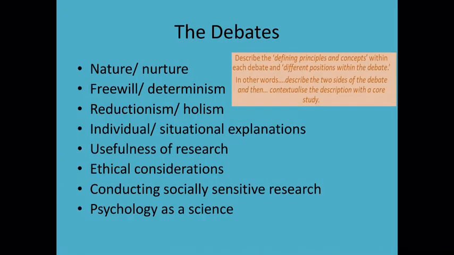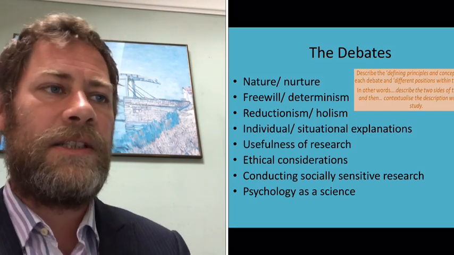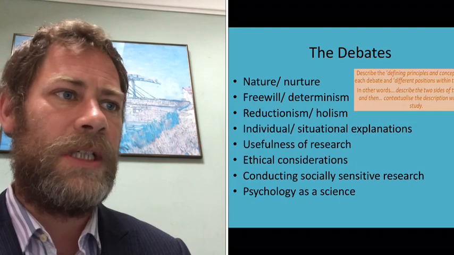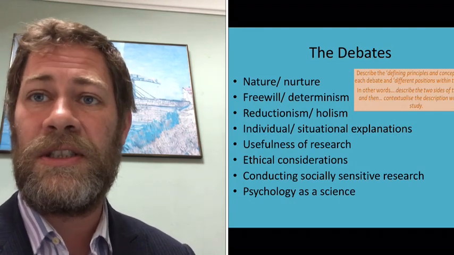Right, I think you're more than capable of describing both sides of most debates already, but I want to take a moment to look at the ones that can be a little bit less clear. Nature-nurture, the two sides of it are obvious. Free will determinism, the two sides of it are obvious. On this list, 4 of them have two sides written out. But when it comes to usefulness of research, what are the two sides of the debate?